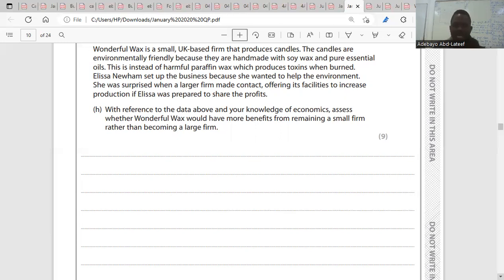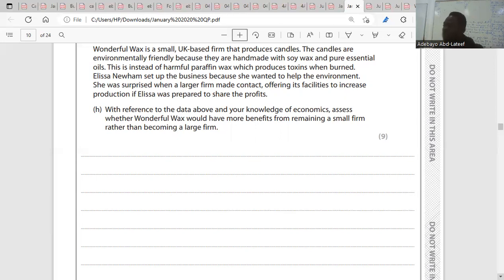Wonderful Wax, being a small business, can control its business. When the business becomes bigger, you might not have the ability to control it. You might need more managers, yes or no? But when your business is small, you can handle it yourself. So these are the advantages of being a small business.